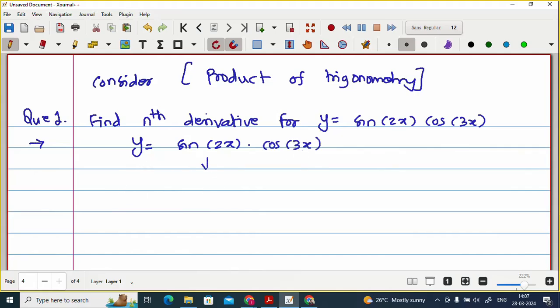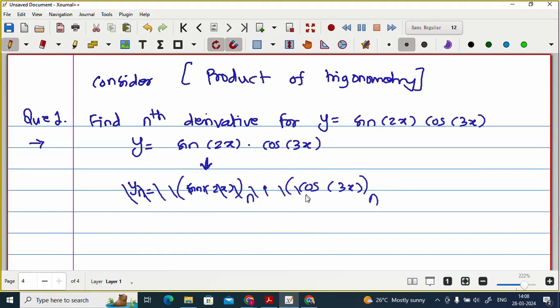Remember one thing: the derivative we cannot apply separately over multiplication. If somebody writes its nth derivative as the nth derivative of sin 2x into the derivative of cos 3x, that is wrong, because we cannot apply the derivative separately over the multiplication. For multiplication we don't have such a separation possible in the derivative. Whatever y we have, it is the product of trigonometry.